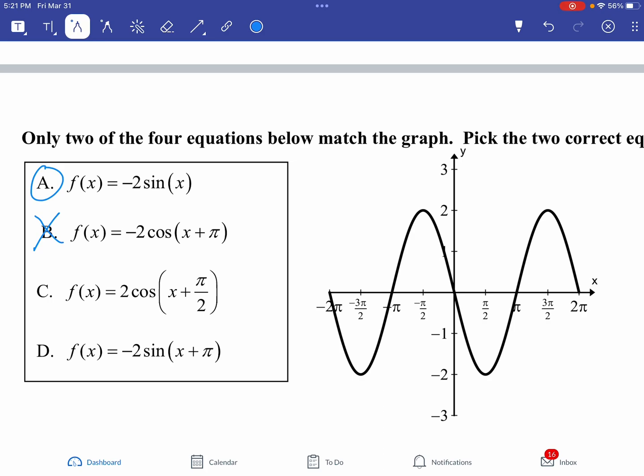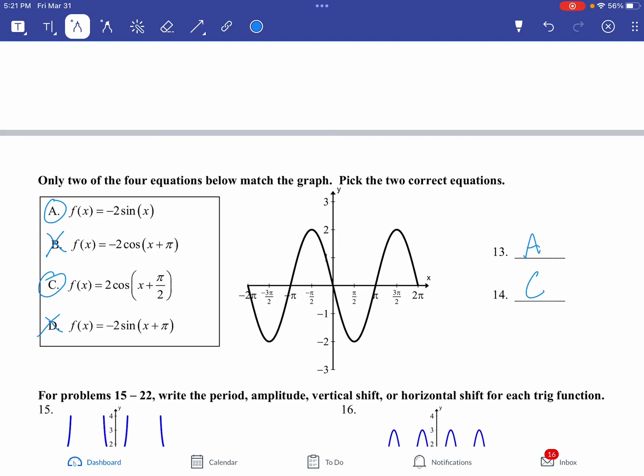This graph starts at negative pi, which is right here. It is a sine function, which works, but the problem is it's a negative graph. So based on that equation, the graph should go down 2 first. It should go down like this first, and then go up. And it doesn't, so that's why that one does not work. Okay, so C works, D does not. So A and C are our answers.